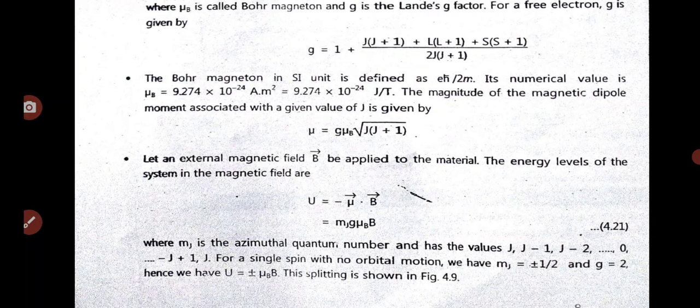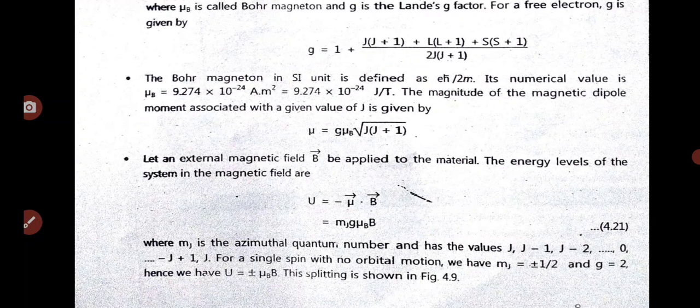This is the magnitude of the magnetic dipole moment associated with the value of the total angular momentum, and it is given as mu equals g mu B times the square root of J(J+1). Also, g is calculated by the Landé g factor formula, and we have to know that J(J+1) corresponds to the total angular momentum, which is calculated from the orbital angular momentum as well as the spin angular momentum.